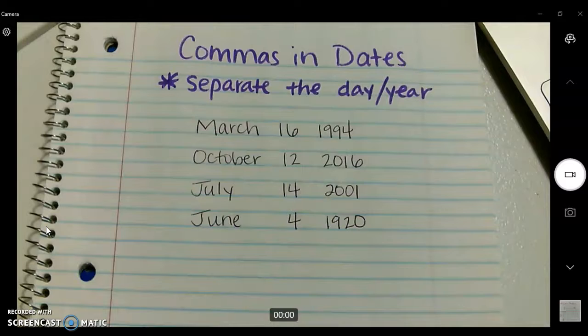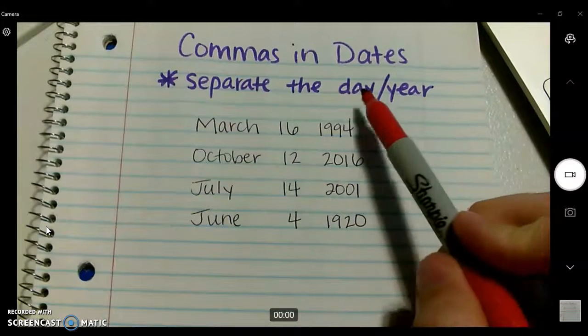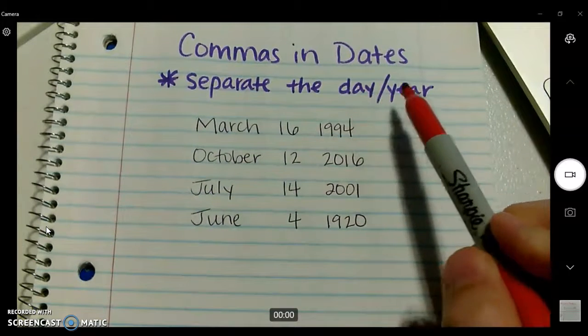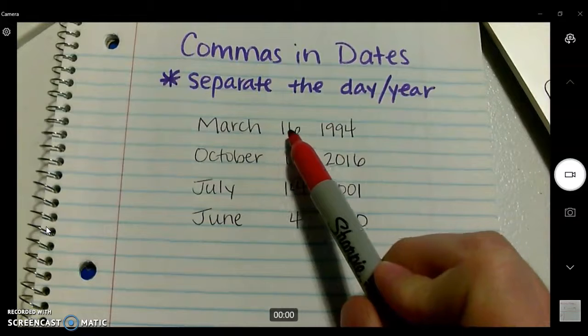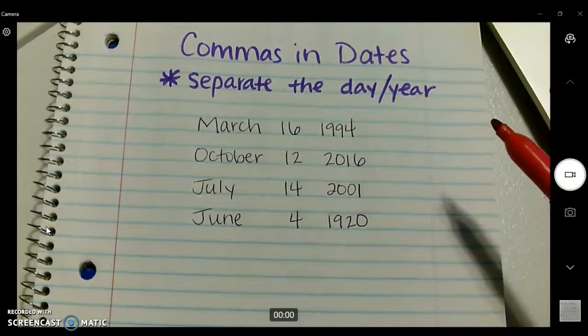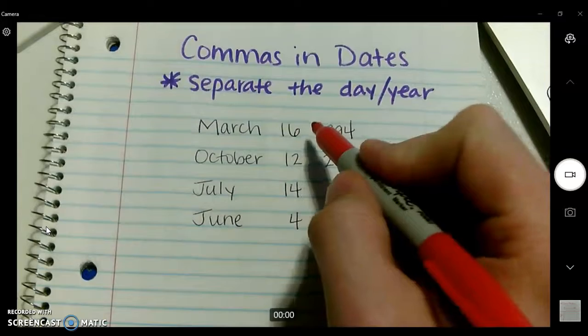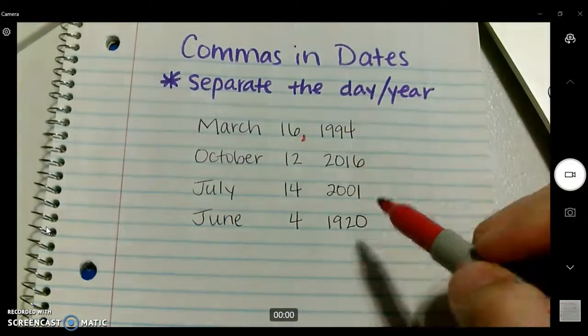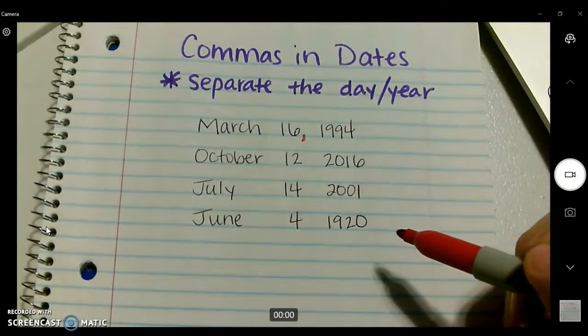Alright, so the first rule is we always need to separate the day and the year, because March 161,994, that's not even a thing, right? March 16, 1994, that's a real time.